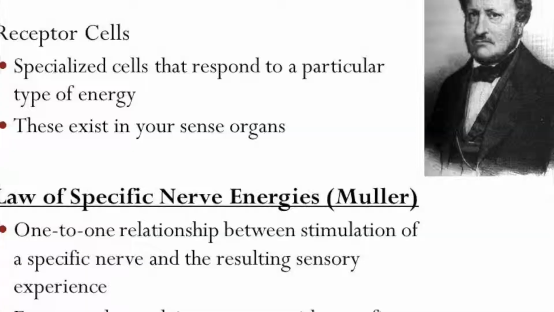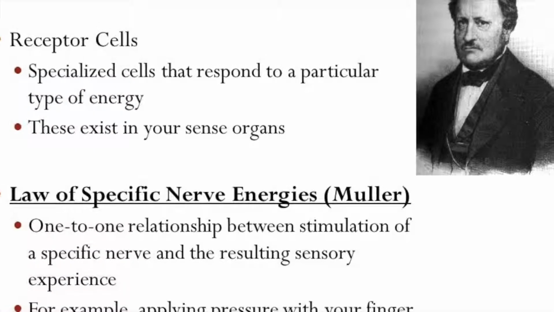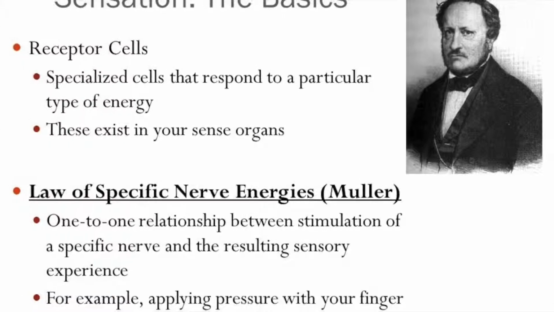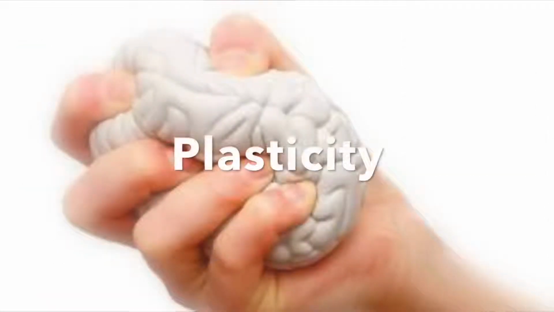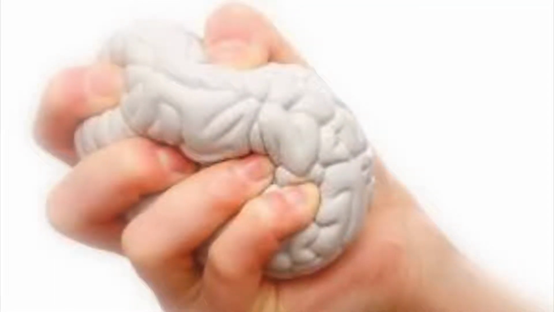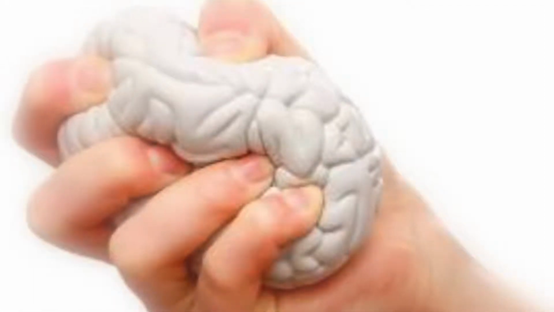Specific nerve energies. Proposed by Müller in 1838, he stated that the nature of a sensation depends on which sensory fibers are stimulated, not on how fibers are stimulated. This means that each sense projects to a different cortical area. Plasticity is when neural mechanisms are modified and developable, and one can recover from brain injury as a result of that.